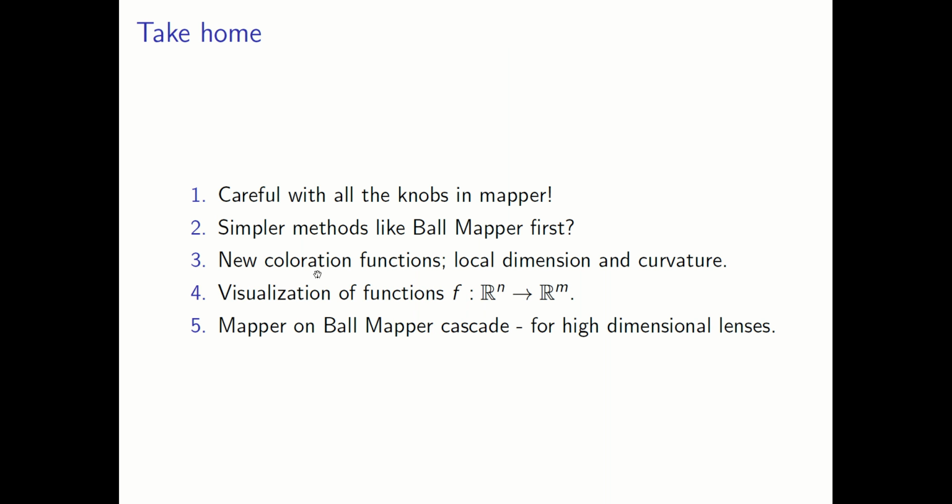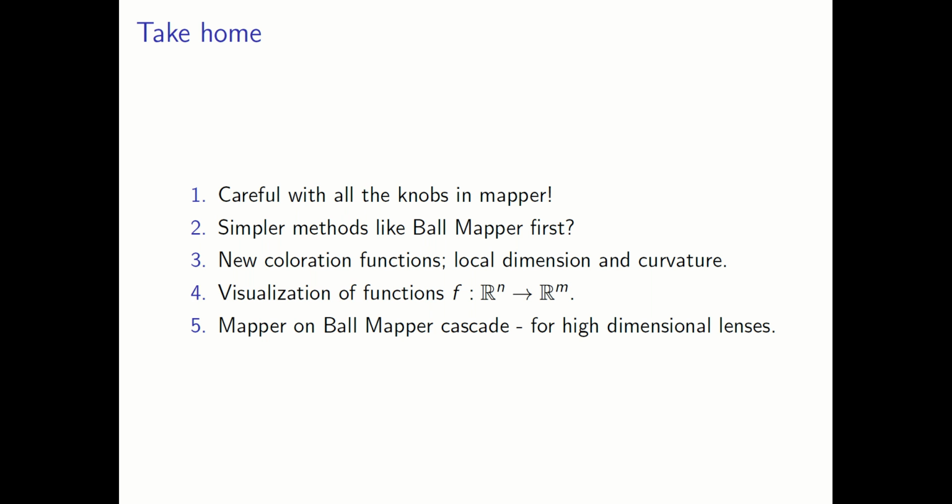So the take-home message: there are many knobs in the mapper algorithm. They're very useful, but you shouldn't push them to the extreme. And that was the example that you can get any graph you want if you push them to the extreme. It may be beneficial to try methods with fewer knobs first if you don't know anything about the data. It may be useful to use some new coloration function, local dimension, curvature, visualizing a function from Rn to Rm. That's something we can do with mapper terminology.